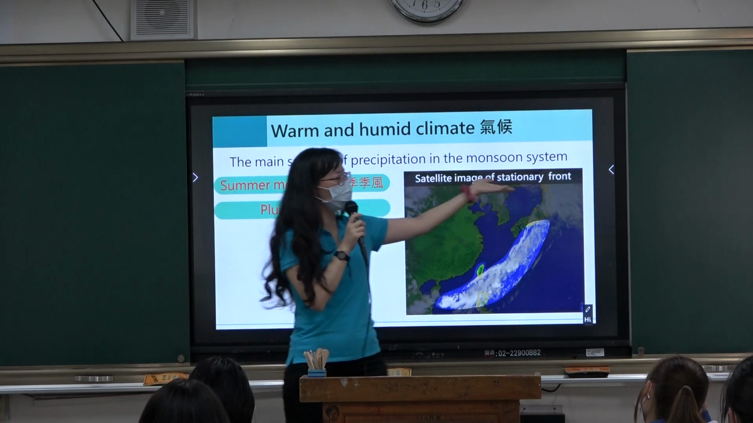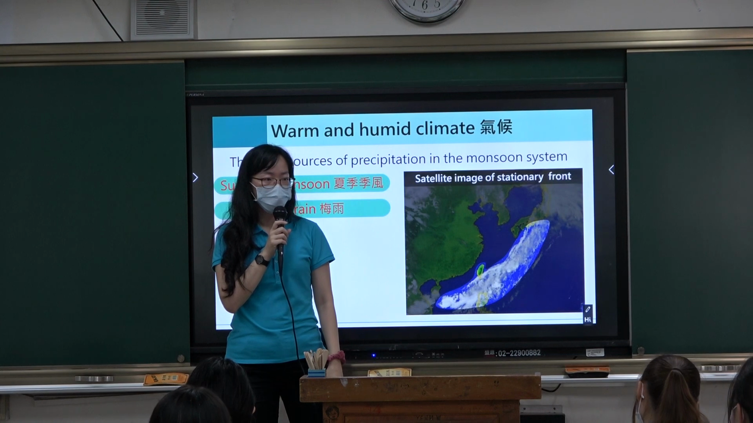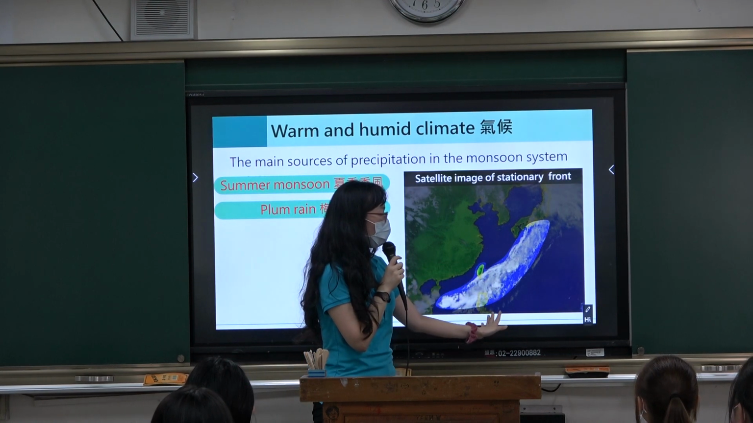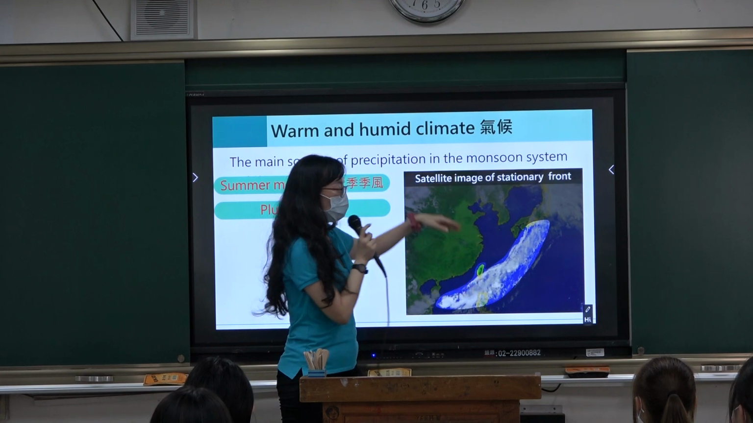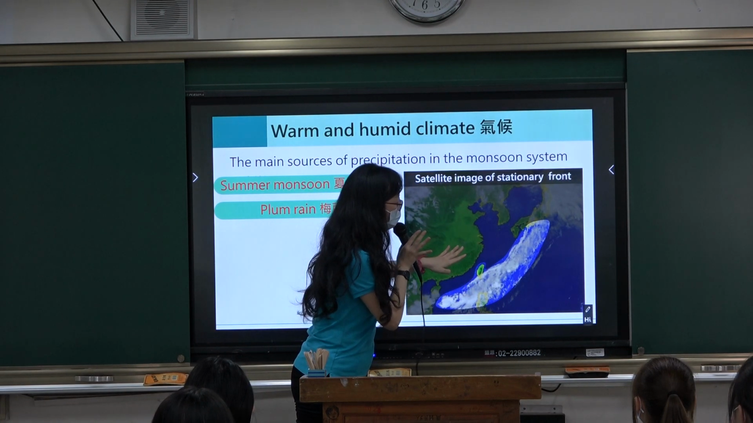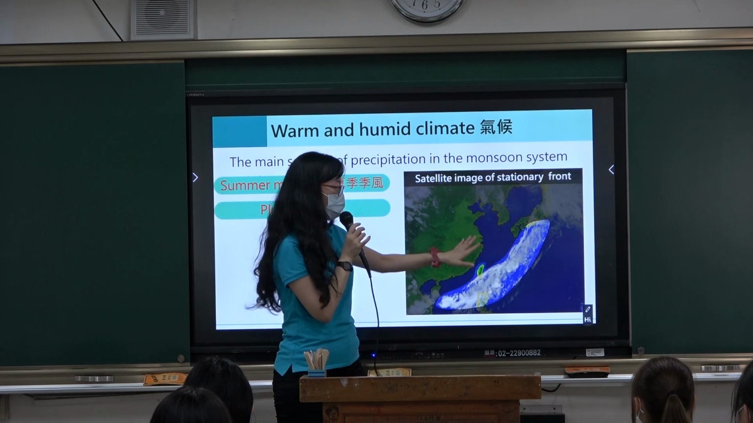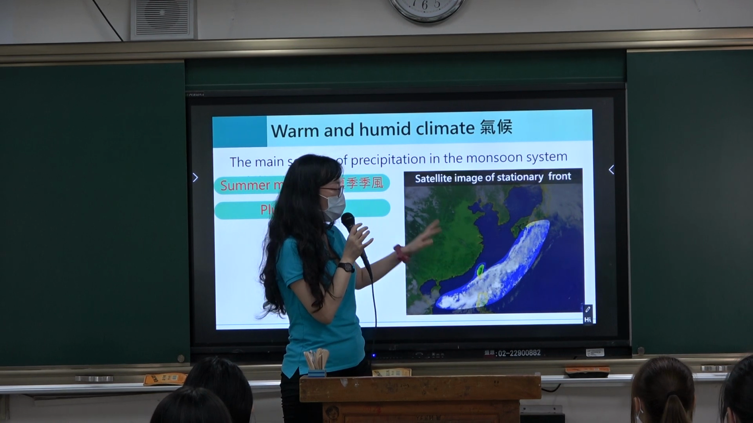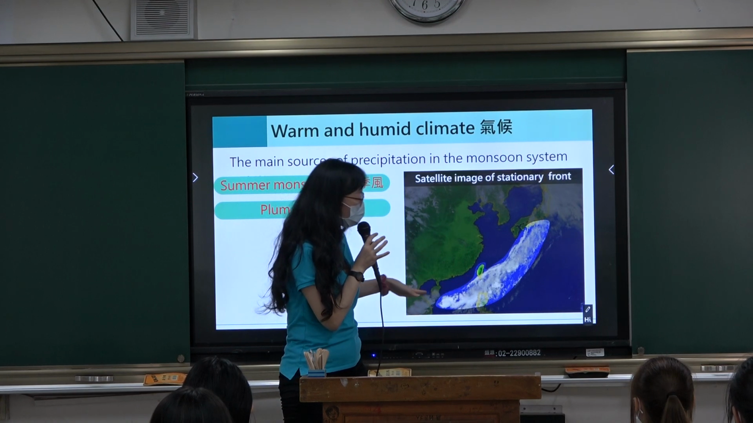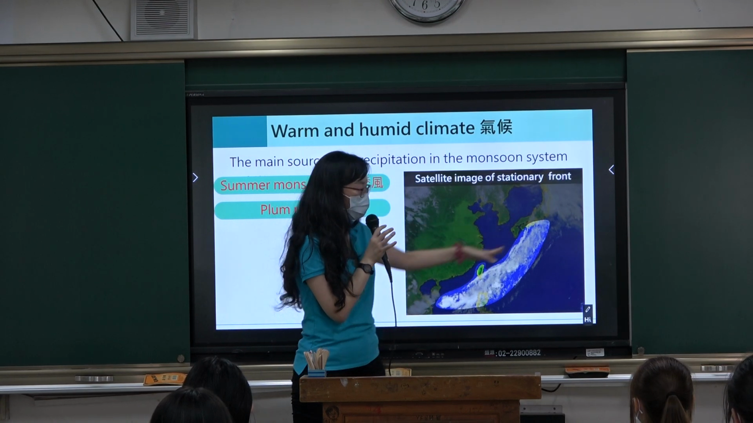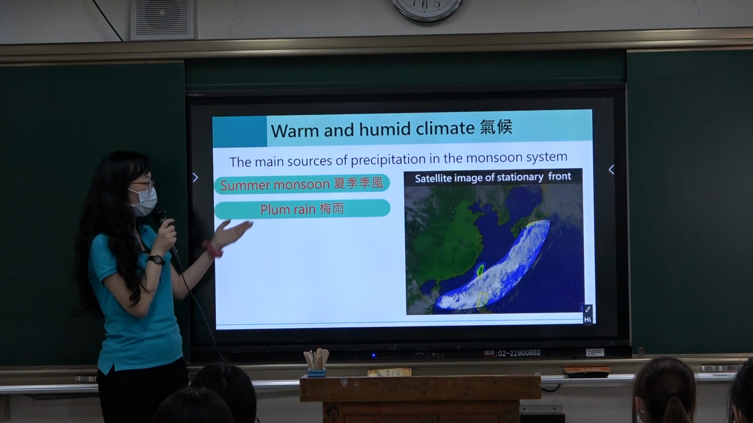What is a stationary front? Do you remember that? It means the warm front and the cold front come to here, and both of them are very powerful, right? So it cannot move. Both of them are very strong, so it cannot move. So it's stationary in here. So it's called a stationary front. So it calls the plum rain.